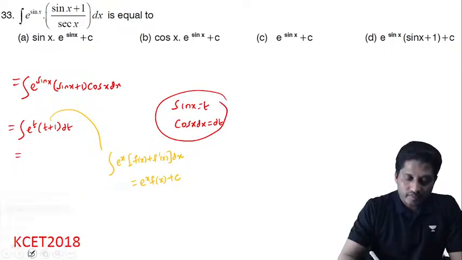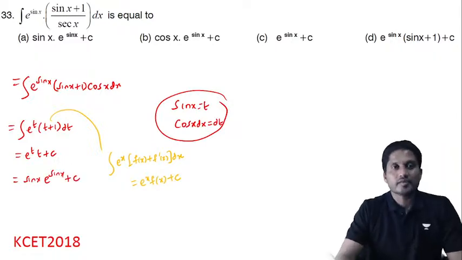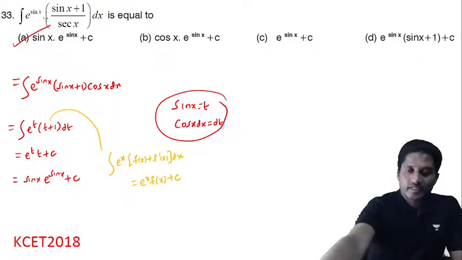Now this is e power x into f(x) plus f dash of x, so you get e power t into t plus c. E power t, with t equal to sin x, right? So you get sin x into e power sin x plus c. Sin x into e power sin x, answer is option A. Let's move to the next question.